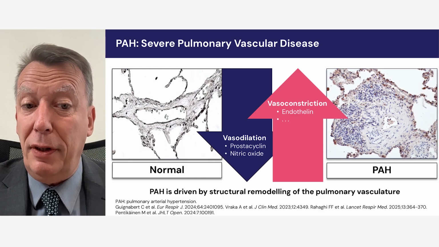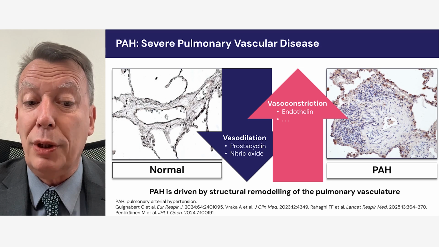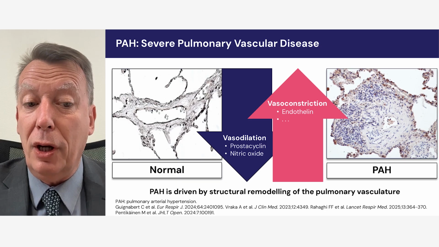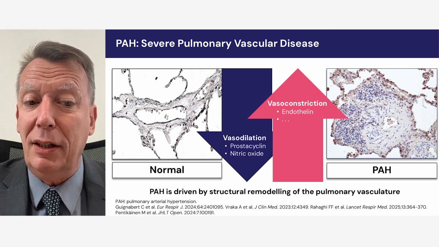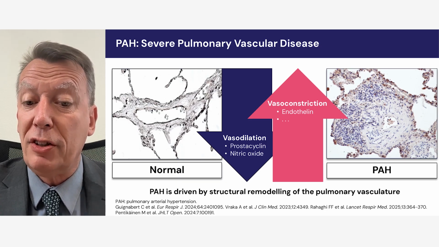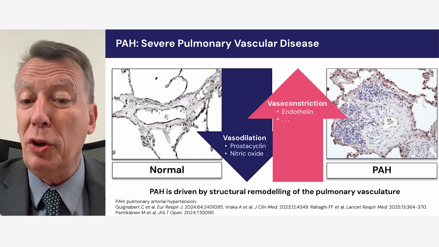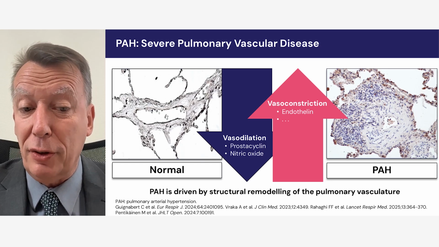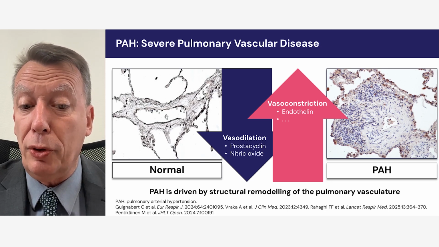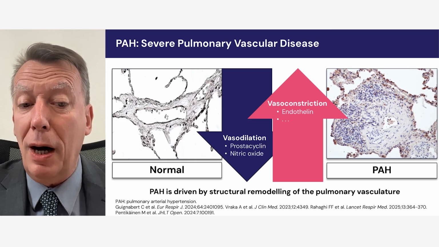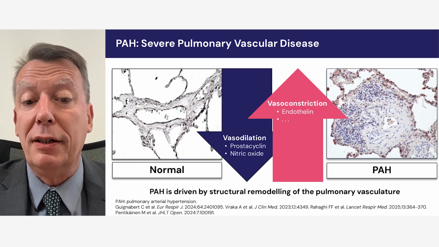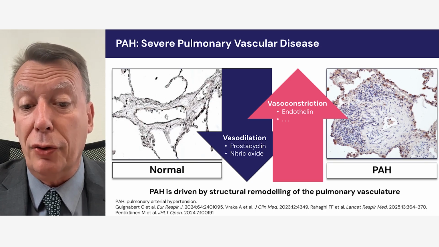PAH is a severe pulmonary vascular disease which is driven by structural remodeling of the pulmonary vasculature. On the left-hand side, you have a normal vessel with a thin wall, and on the right-hand side, you have a vessel from a patient with PAH, which is extremely remodeled, with a vessel very resistant to flow. So this structural remodeling can be improved somehow by vasodilatation approaches, either with prostacyclin, nitric oxide, or blocking the vasoconstrictive agent endothelin.